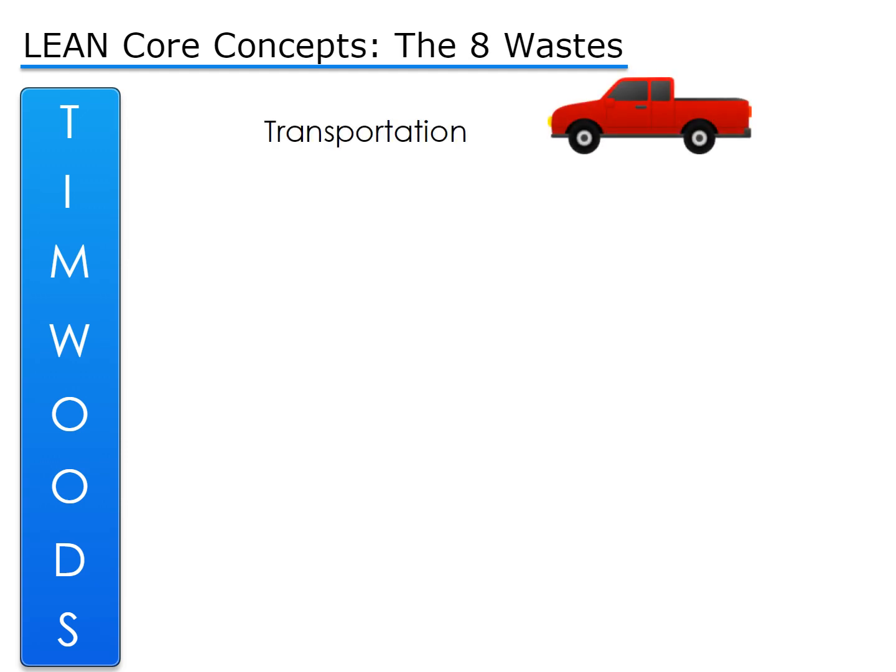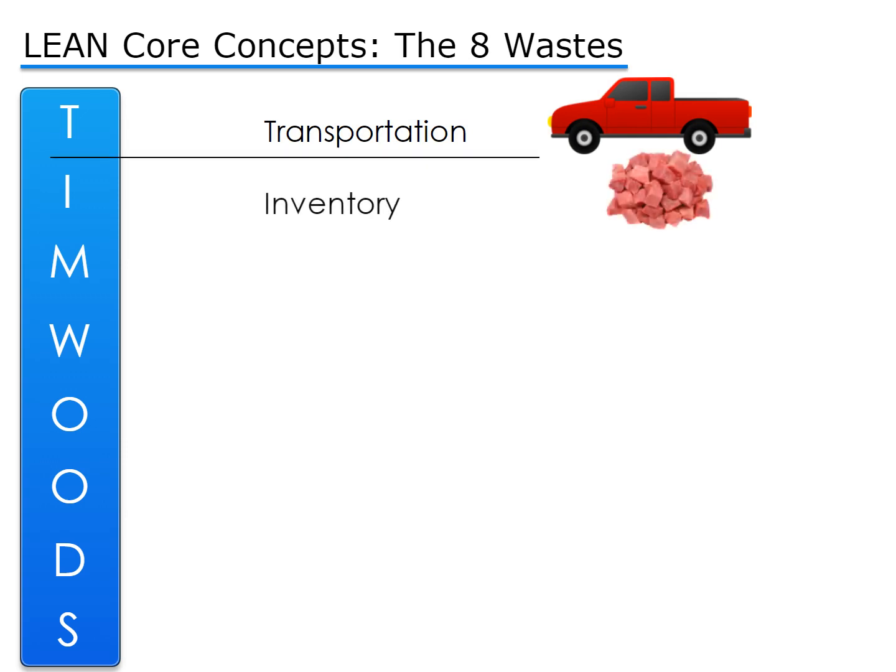Transportation is where products or information are moved around too much, delaying the time it takes to get them to the customer. Inventory is the storage of too much information or products that are not currently needed by the customer. Motion is too much movement for our people, as they do things that are not adding value for our customer.